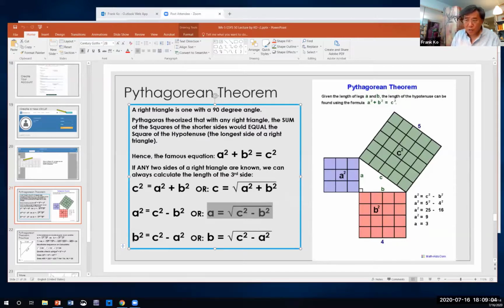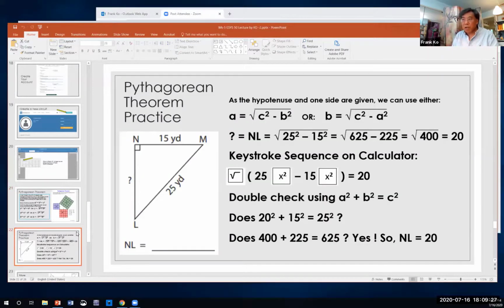And then finally, I can do the same for the remaining side, b. And again, I'm not interested in b squared, I'm interested in b. And to solve for b, b is equal to the square root of c squared minus a squared. So all of these formulas should go into your journal. And how we're going to apply these formulas is going to be as follows. So let's take a look at the practice of Pythagorean theorem.